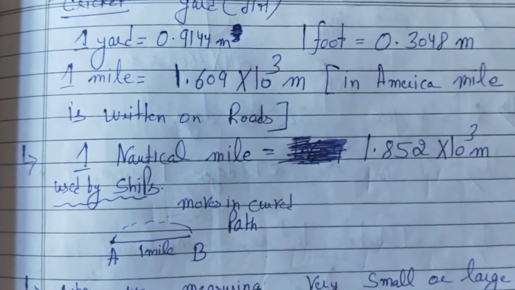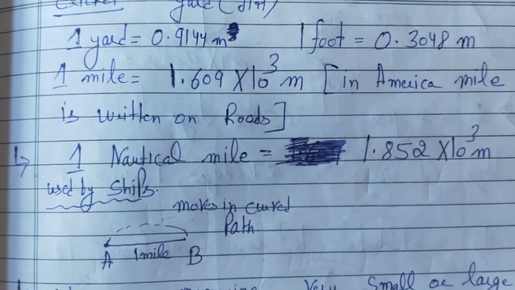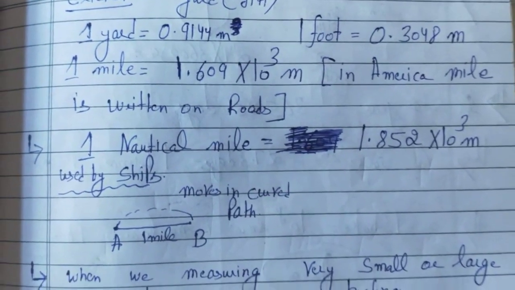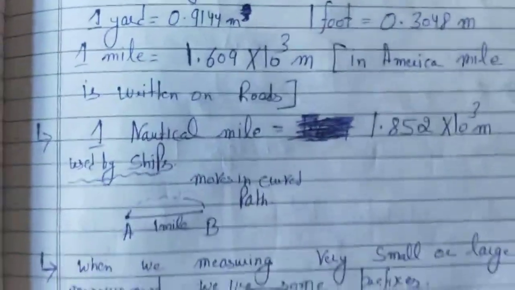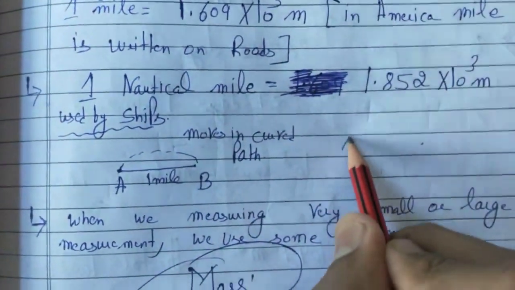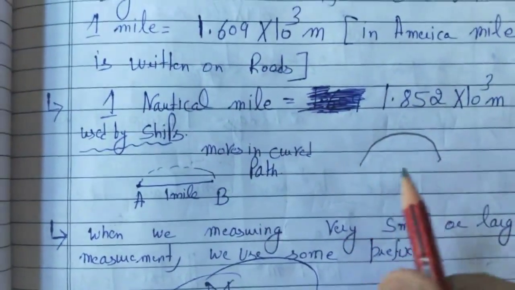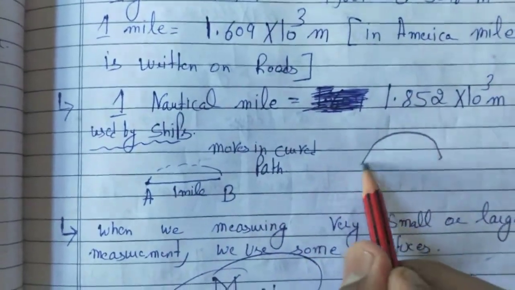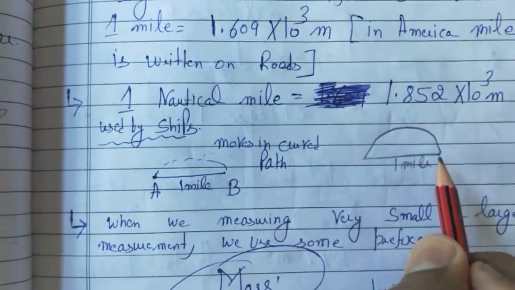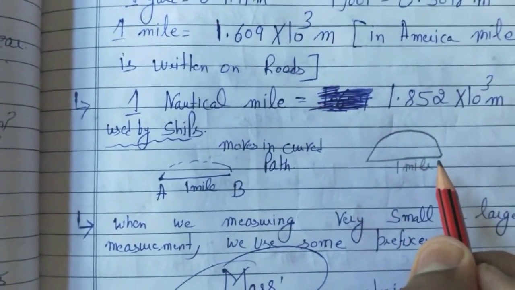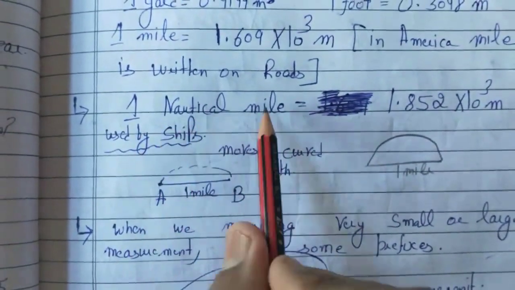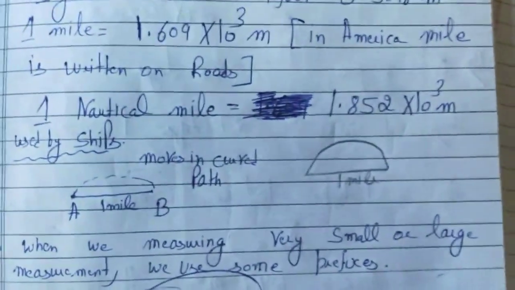And in America, mile is written on roads. 1 mile is equal to 1.609 into 10 to the power 3 meter. You know the concept of mile, but ships and aircraft flying in the air always take a curved path. So they don't use the term mile, because suppose this is 1 mile, the ship will cover more than this mile, because it is moving in a curved path. So they use the term nautical mile. Nautical mile is the term used in ship navigation.